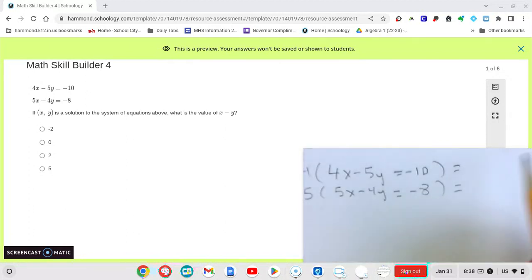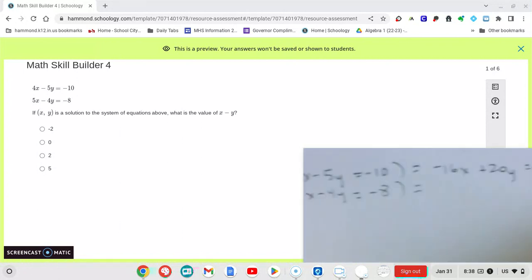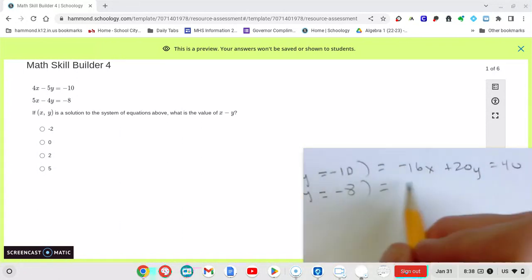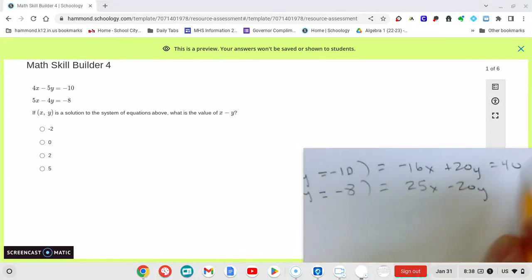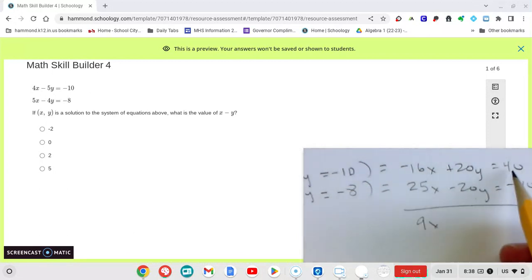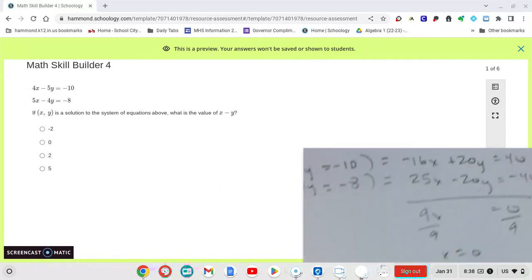So when we do that, we have negative 16x plus 20y equals 40. There's our new first equation. And then the second one, 25x minus 20y equals negative 40. So we add these two together. 9x. Now we have opposite coefficients on our y, so those are going to go to 0. They make a 0 pair because they're opposites. And then also, look, positive 40, negative 40 equals 0. So our x is going to be equal to 0.